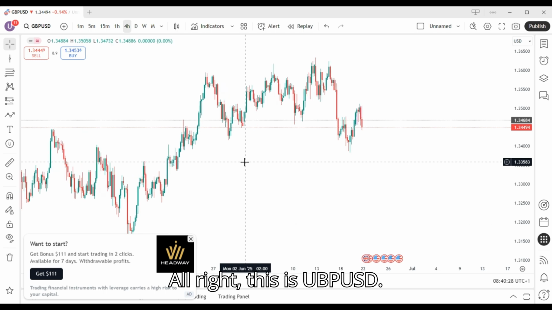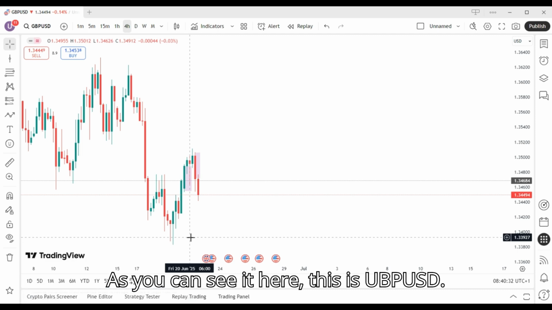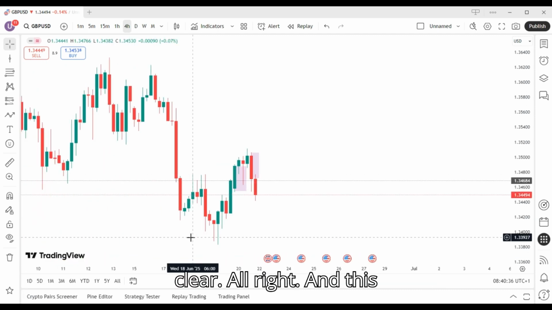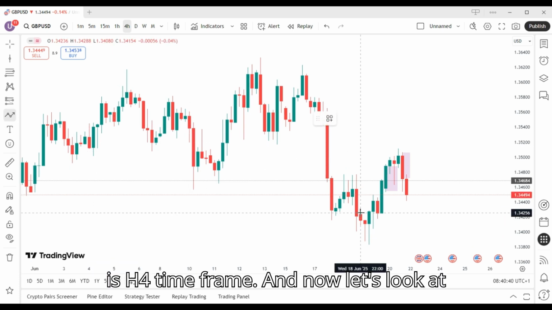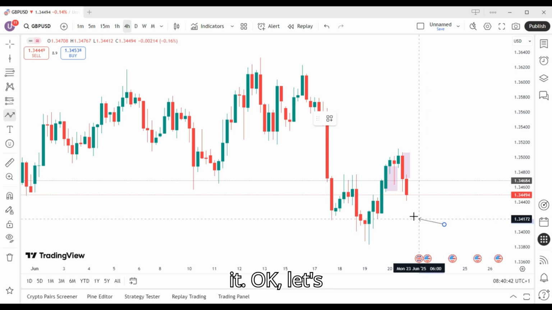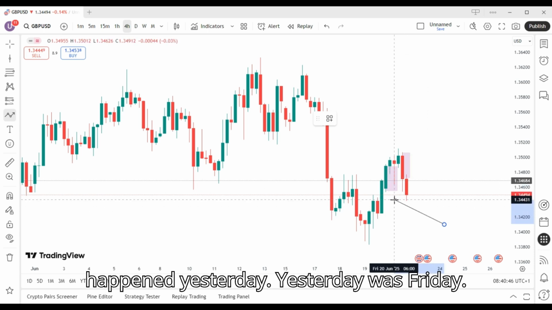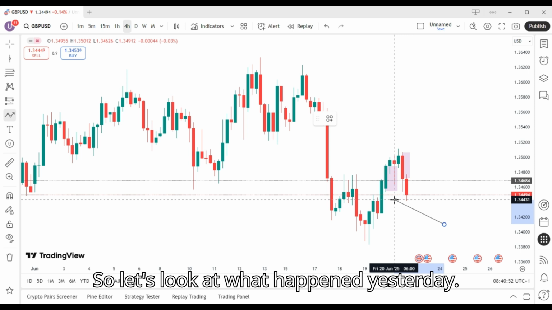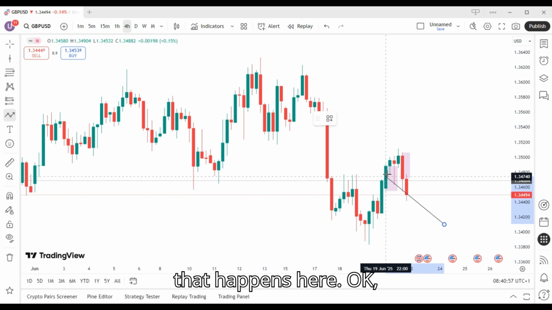All right, this is GBP USD. As you can see it here, this is GBP USD. I hope you are seeing the chart very clearly. All right, and this is the H4 time frame. And now let's look at it. This was what happened yesterday. Yesterday was Friday, 20th of June 2025. So let's look at what happened yesterday. You can see this bullish engulfing candle that happened here.